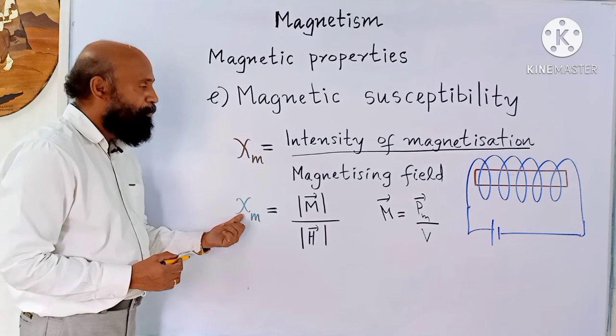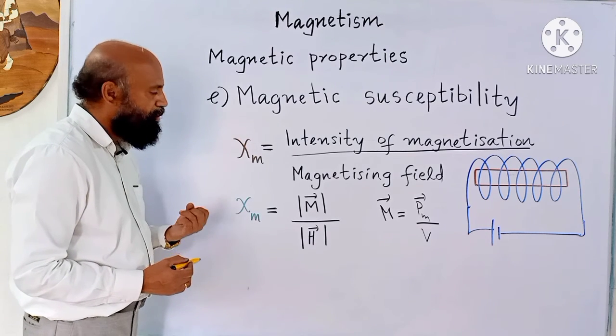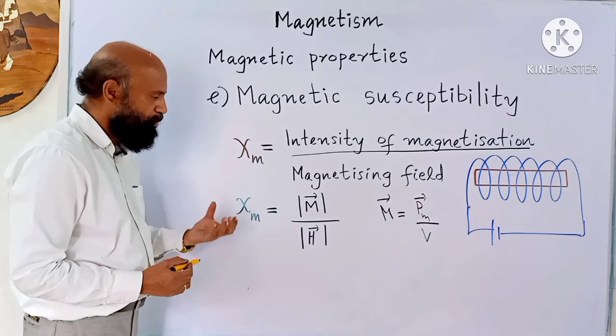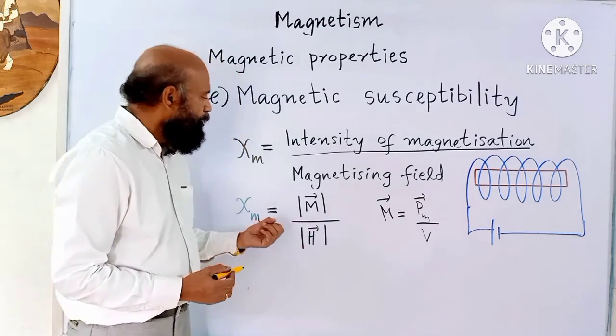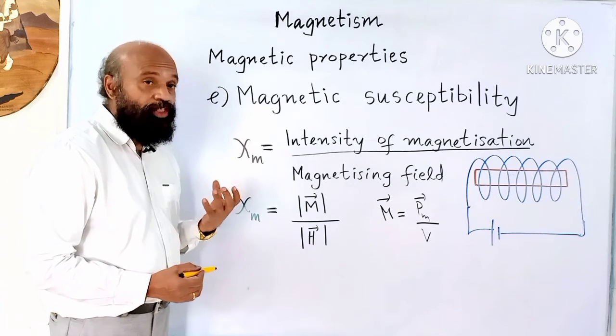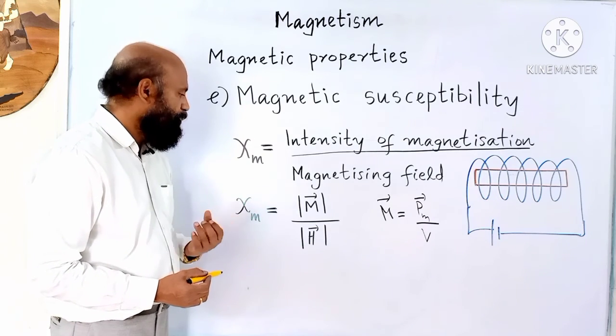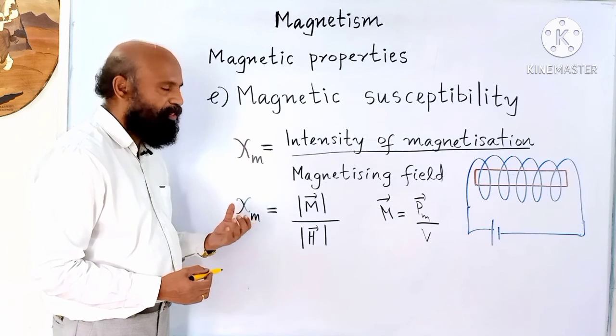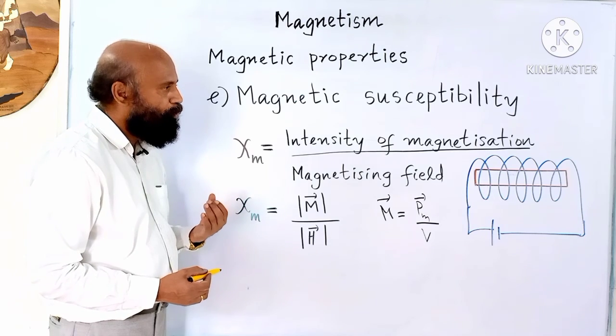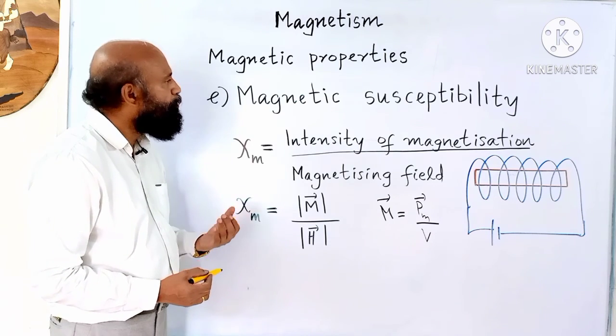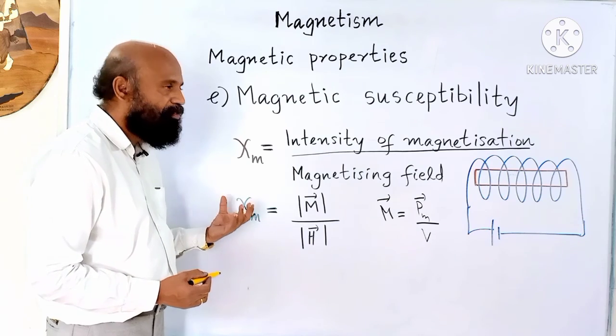Then magnetic susceptibility is a dimensionless quantity. For an isotropic medium, magnetic susceptibility is a scalar. But for a non-isotropic medium, magnetic susceptibility is a tensor.